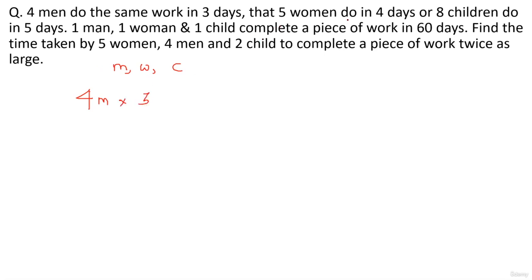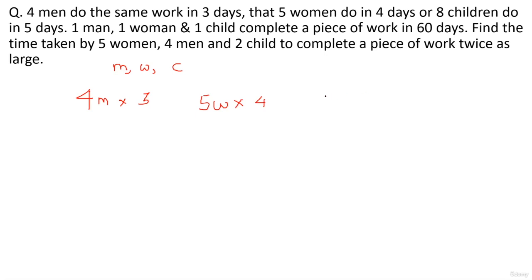Same way, 5 women do in 4 days, right? What is the work done by each woman? W units. 5 women will do 5W each day, right? And like that, they work for 4 days. So the work done is 5W into 4, right?